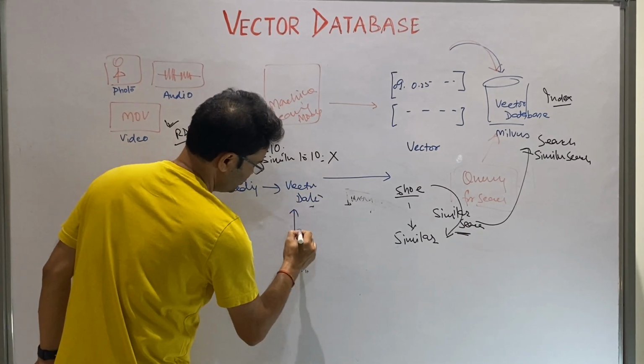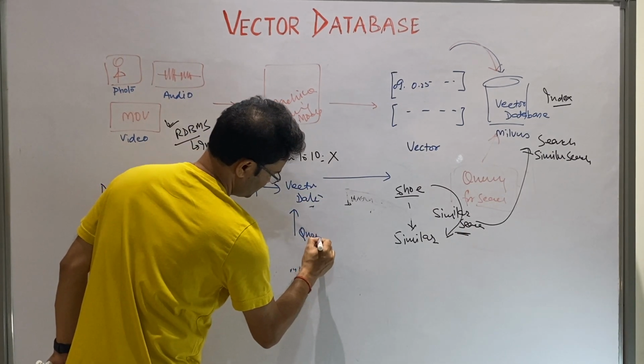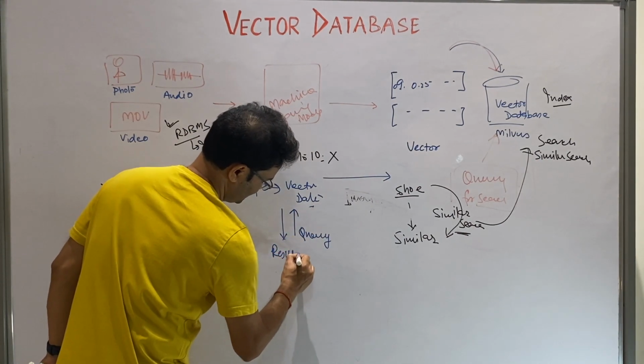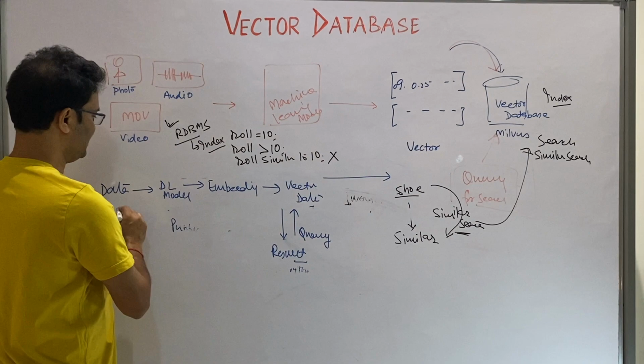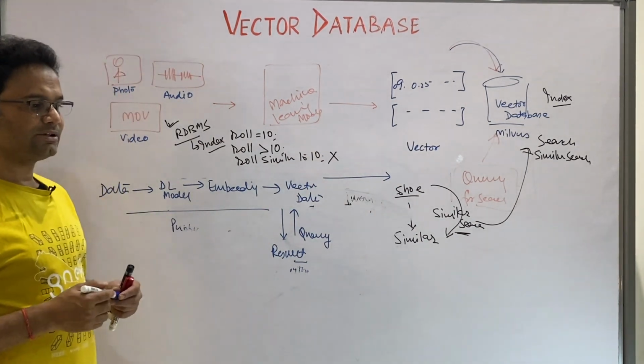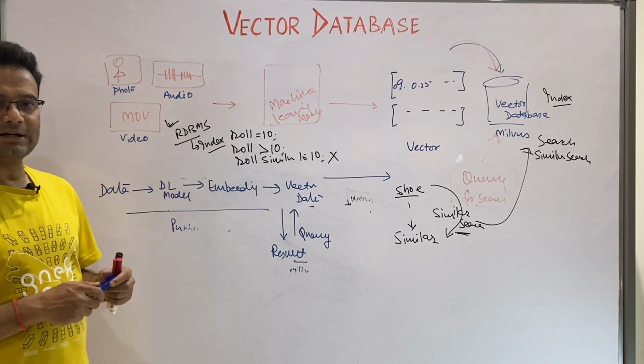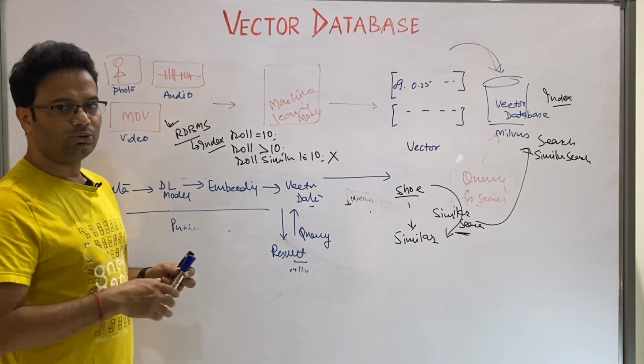Then you can put your query to the vector database and get the result. So this is a complete pipeline for the vector database. Those things will be seen in the hands-on. Next I will go to the desktop, laptop, and show all those things.